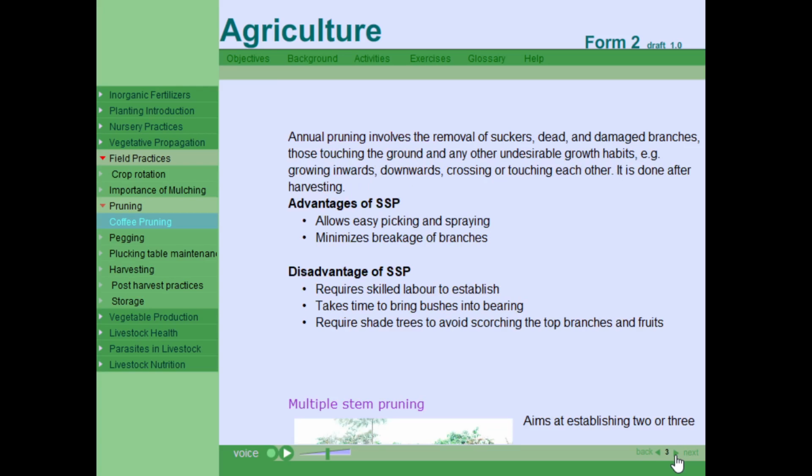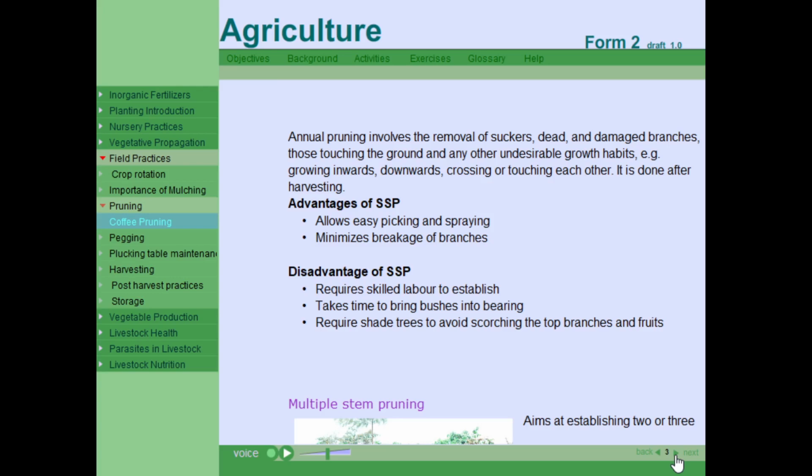Annual pruning in single stem pruning. Annual pruning involves the removal of suckers, dead and damaged branches, those touching the ground, and any other undesirable growth habits. For example, growing inwards, downwards, crossing or touching each other. It is done after harvesting.